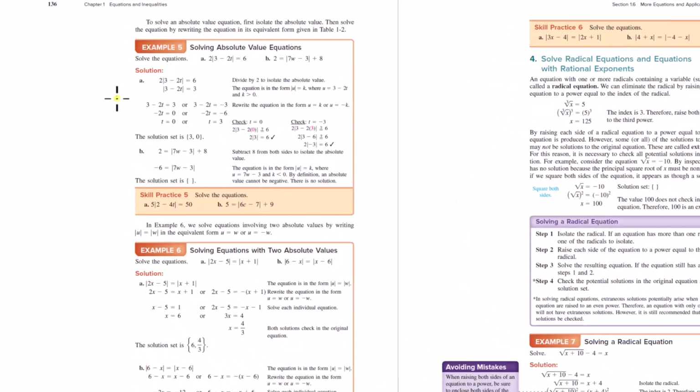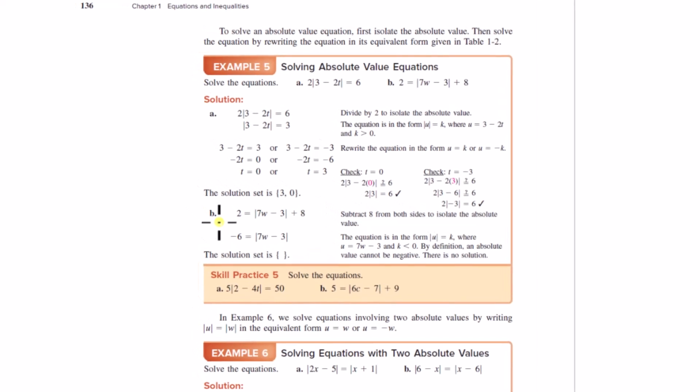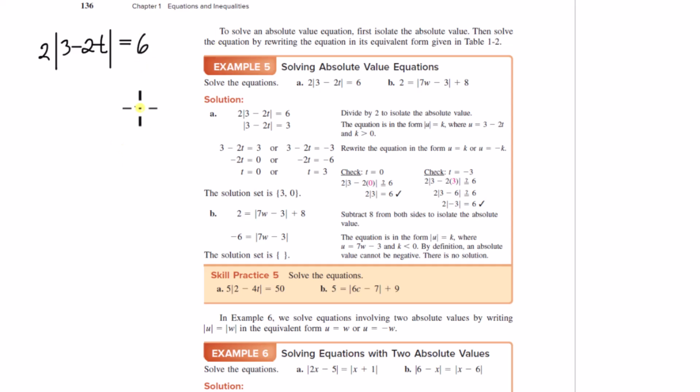So let's work some examples, and these are going to be simple examples, but let's apply those general principles to analyze how exactly we're going about solving these. So, okay. We've got this first problem, 2 times the absolute value of 3 minus 2t is equal to 6. So first step is we just simplify as much as we can. Divide both sides by 2. Now we can't go any further, so now we start looking at the different scenarios.